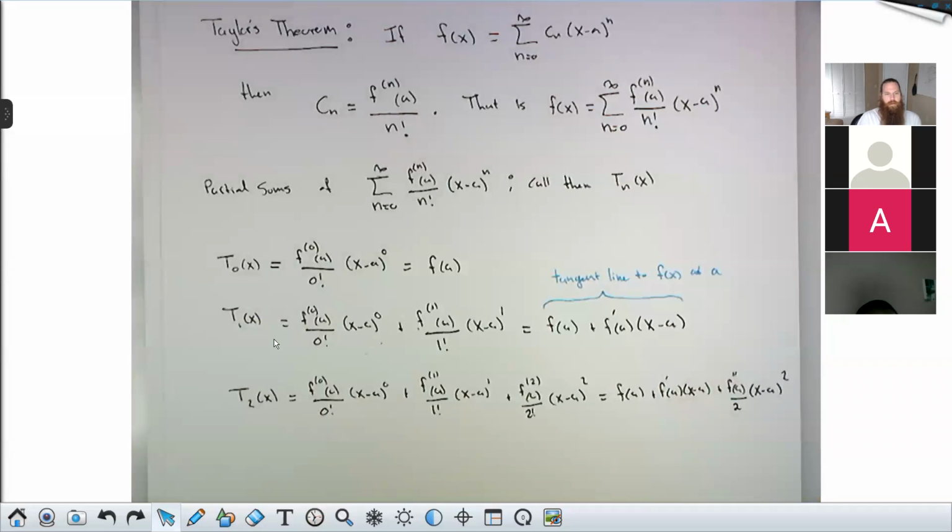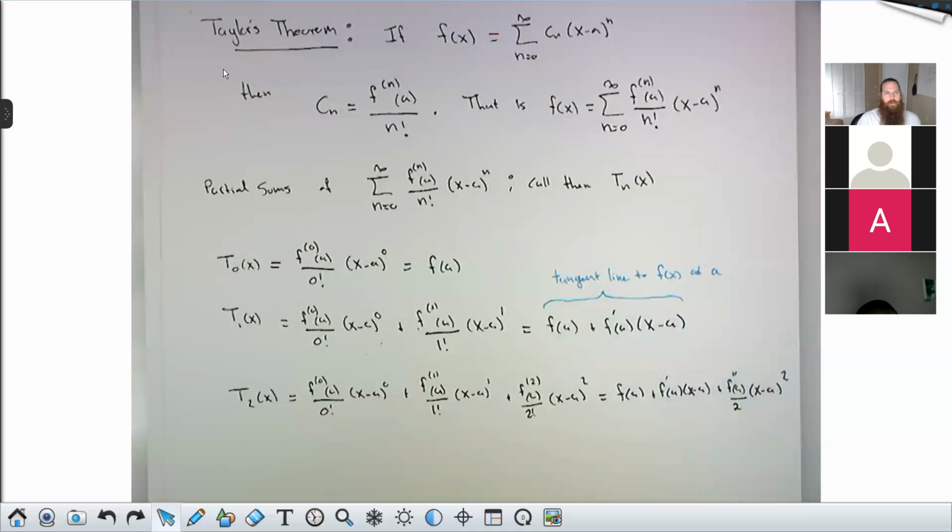So really what Tn is, the nth partial sum in the Taylor series, this first guy is a constant function that happens to agree with f at a. And this next guy is the tangent line or linearization to f of x at a. This guy is like the tangent parabola.